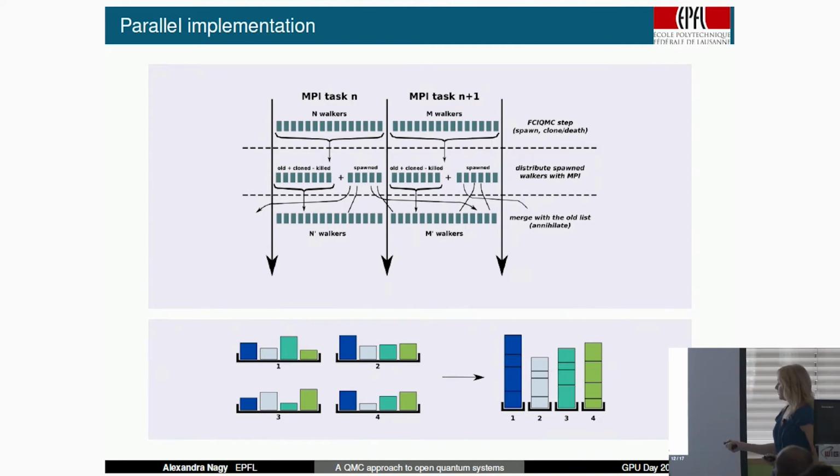It's the same here. After the Monte Carlo step, everyone has newly spawned states. One of the colors is assigned to one of 4 of the processors. After communication, everyone gets their own states.